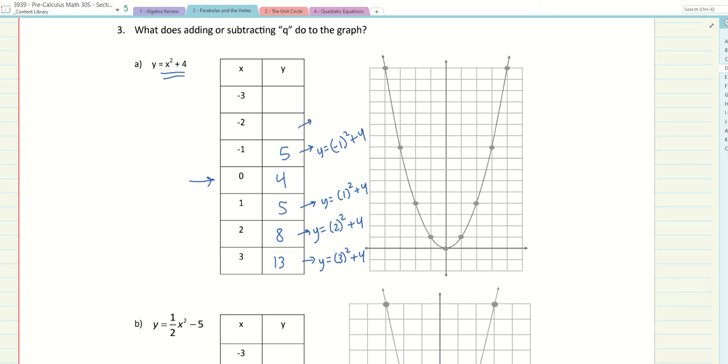I'll just do one more. Negative 2 squared is 4, plus another 4 is 8. And 13, and so on. All right, so if we draw this graph and put these points on, 3, 13 is going to be 3, 13. What a surprise, I actually plotted it exactly 4 units above what it used to be. Instead of there, it's now there.